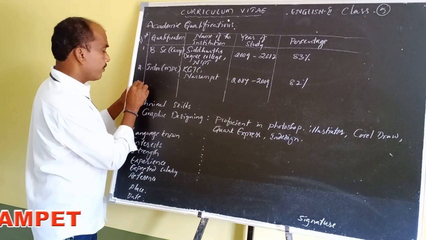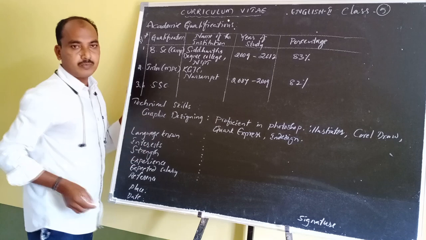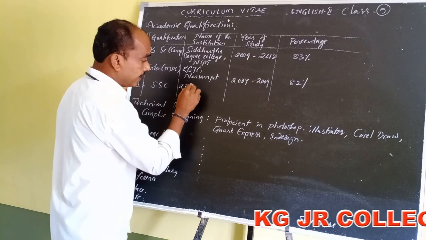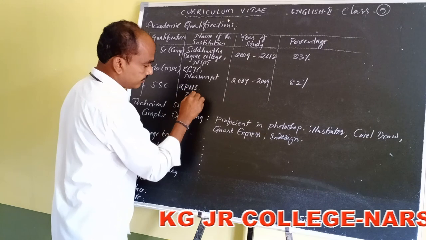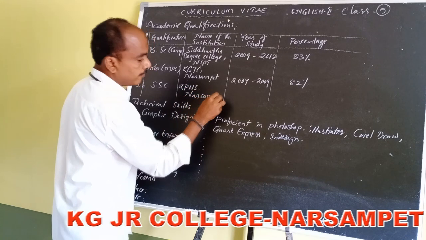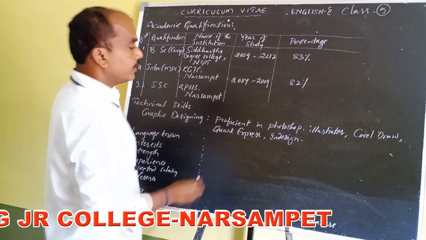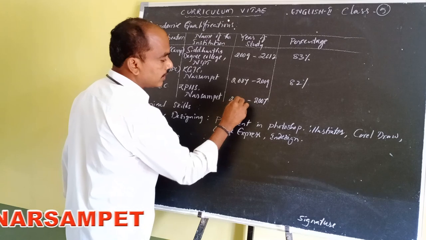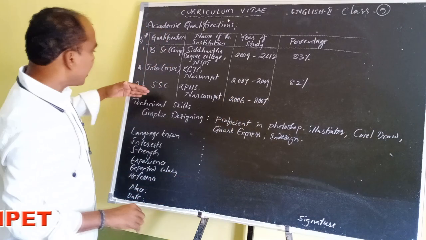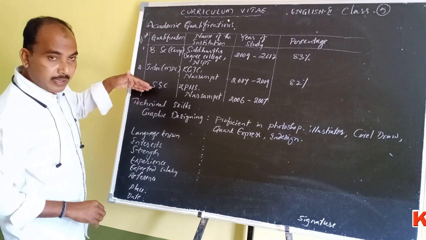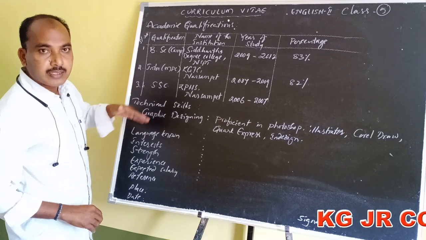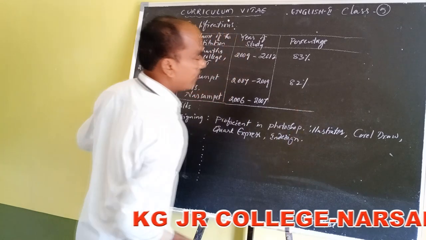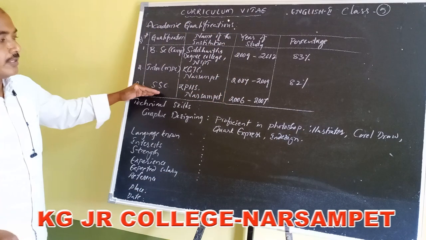The next one, SSC. Now, SSC you completed at Classes, Narsampet. In which year? This is only a 1 year course, so 2006 to 2007. This is the last one. Don't write below that, 9th or 8th classes. Don't write only up to 10th. Why? Because this is the first step in our life. Up to SSC you have to write.